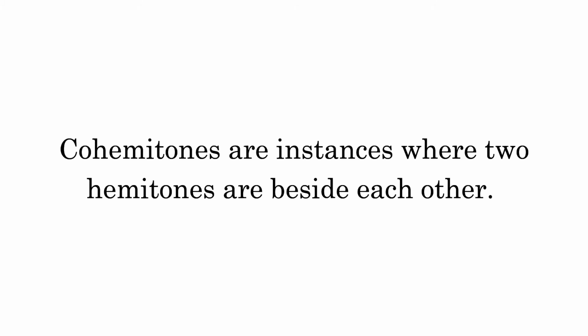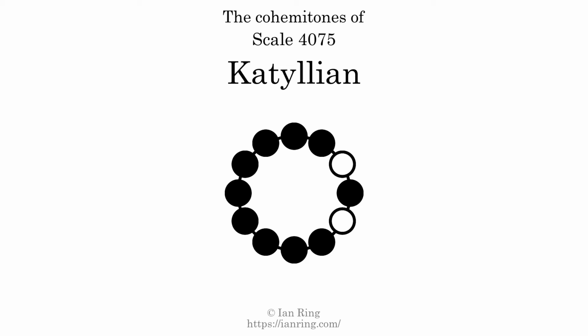Cohemitones are instances where two hemitones are beside each other. This scale has 7 cohemitones. They are at positions here, here, here, here, here, here, and here.